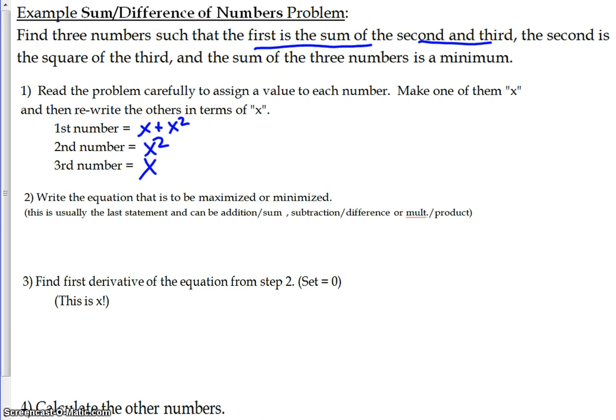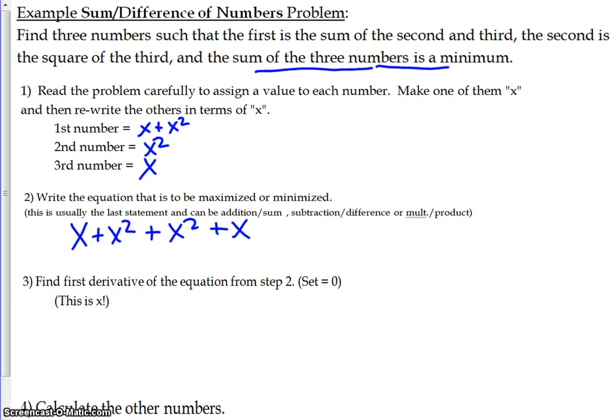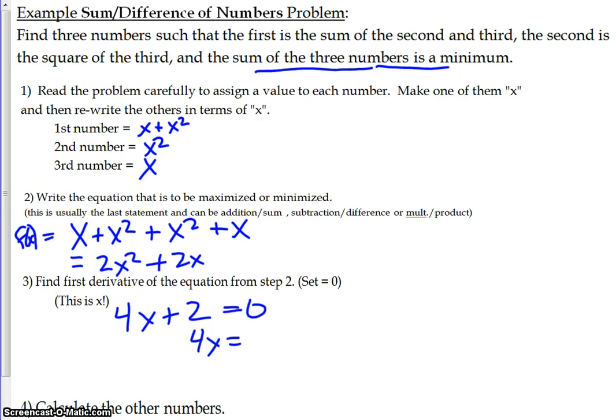What we're trying to do in this case is minimize the sum of the 3 numbers. So here's the first number plus the second number plus the third number. That's what we're trying to minimize. If I combine like terms, it would be 2x squared plus 2x. First step, take the first derivative: 4x plus 2. Set it equal to 0 and solve it. x would equal negative 1/2.